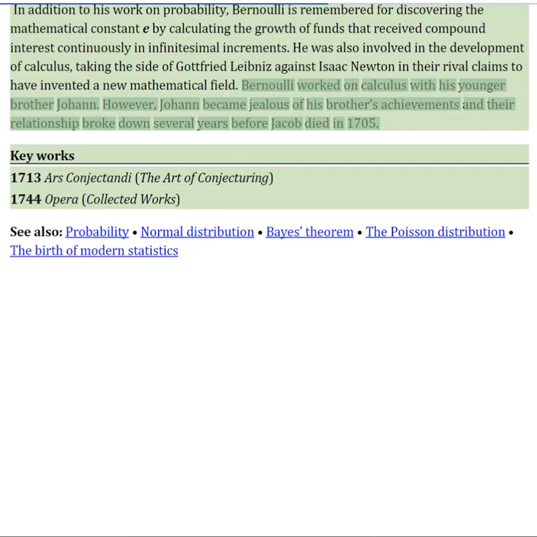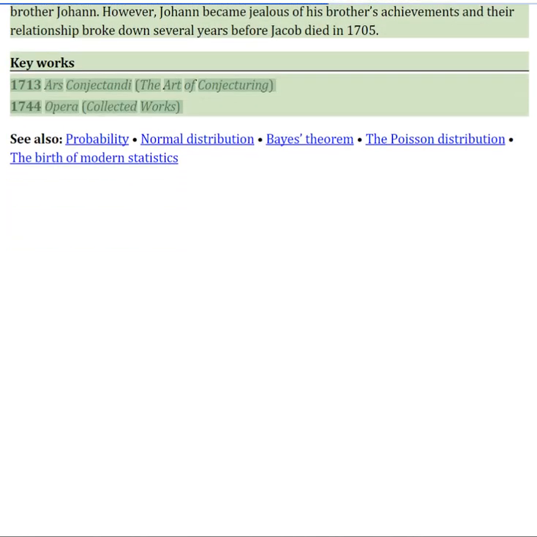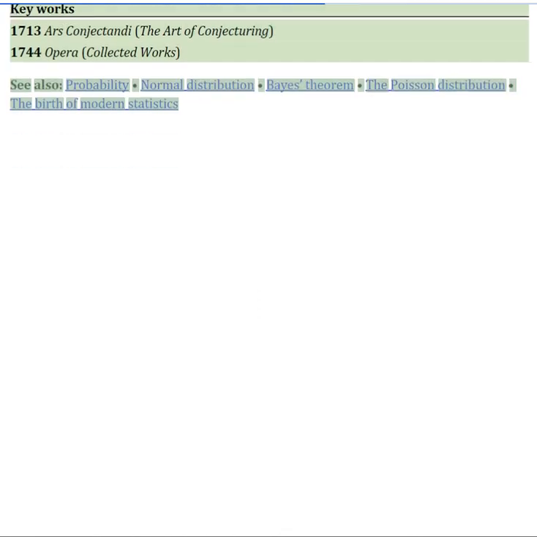Bernoulli worked on calculus with his younger brother Johann. However, Johann became jealous of his brother's achievements, and their relationship broke down several years before Jacob died in 1705. Key works: 1713 Ars Conjectandi, 1744 Opera. See also: Probability, Normal Distribution, Bayes' Theorem, the Poisson Distribution, the Birth of Modern Statistics.